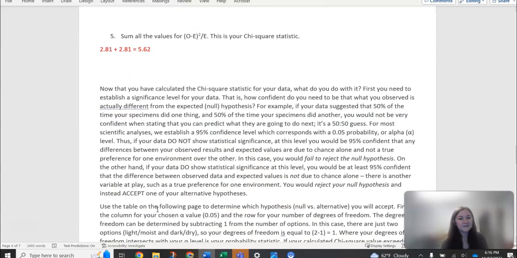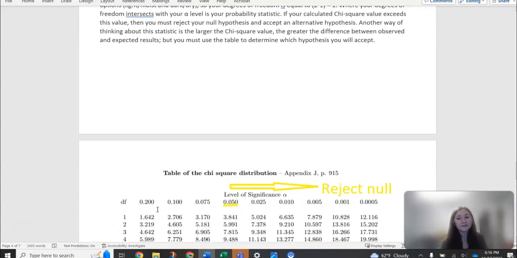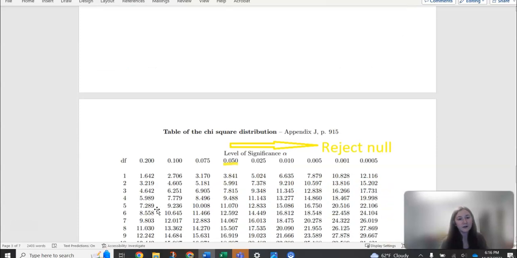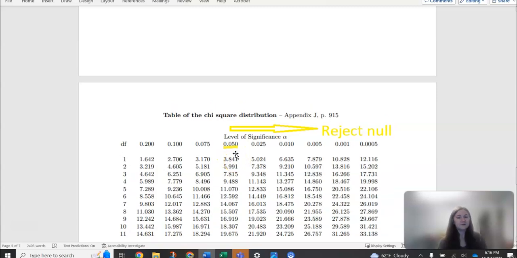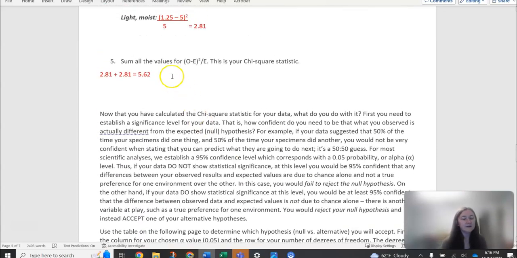Now we're going to use our chi-square table to determine what we do regarding our null hypothesis. Our significance level is 0.05. That's what's known as an alpha level, 0.05 or 5%. And with 1 degree of freedom, since there are 2 choices and the degrees of freedom are 2 minus 1, the magic number here is 3.841. What did we find again? We found a chi-square value of 5.62.